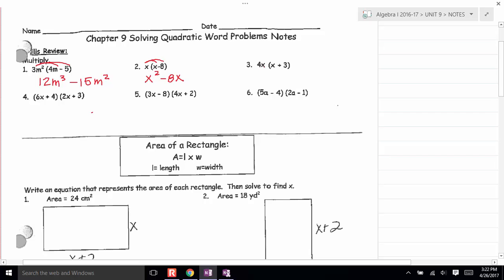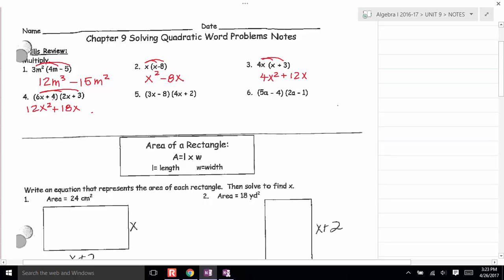Number 3, we're going to distribute the 4x. So 4x times x is going to give us 4x squared, and 4x times 3 is going to give us a positive 12x. For number 4, we're multiplying a binomial times a binomial. So first we're going to take the 6x and distribute it to the 2x and the 3. So that's going to give us 12x squared. 6x times positive 3 is going to give us a positive 18x.